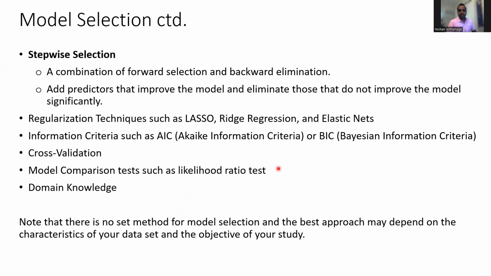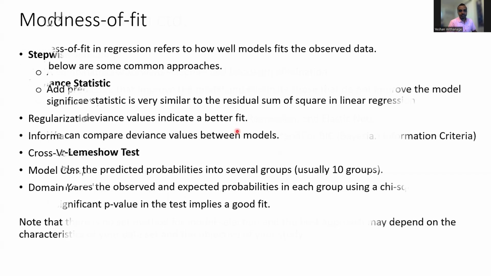the most important variables. So it is very important to note that there is no set method for model selection, and the best approach may depend on the characteristics of your data set and the objective of your study. So there is a golden rule in statistics to remember, that is, the simpler the better.